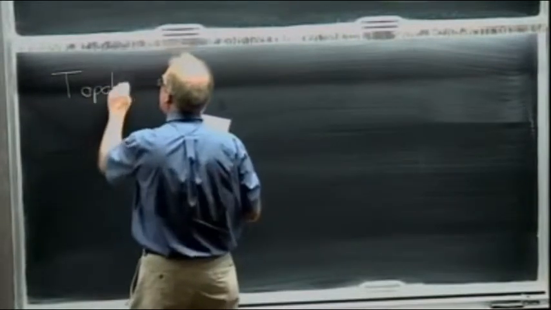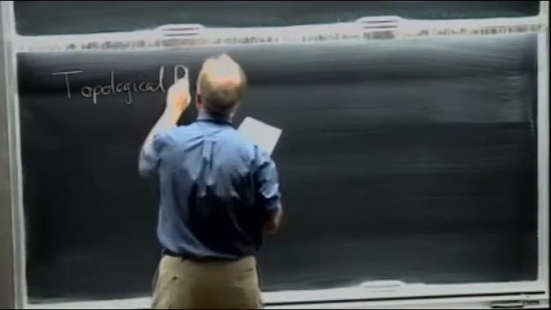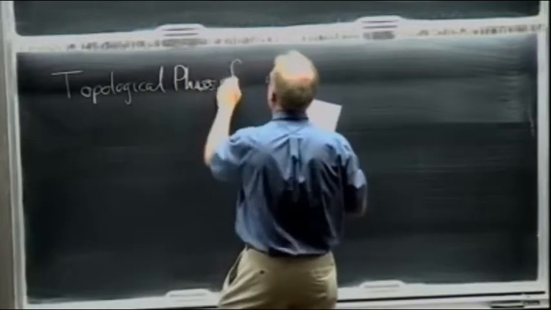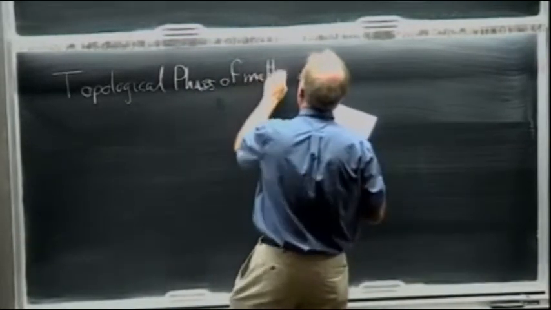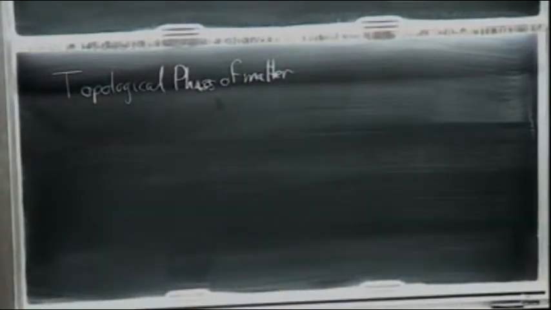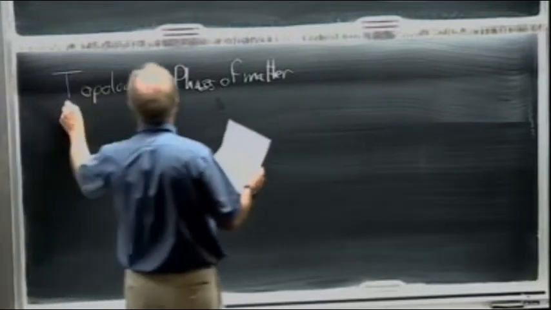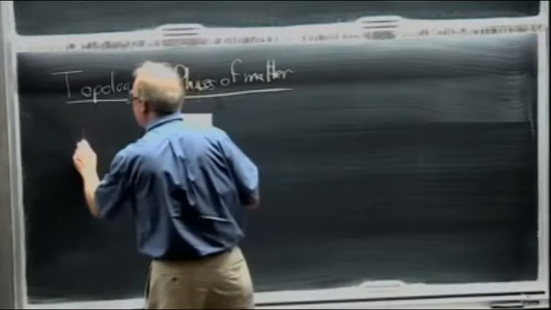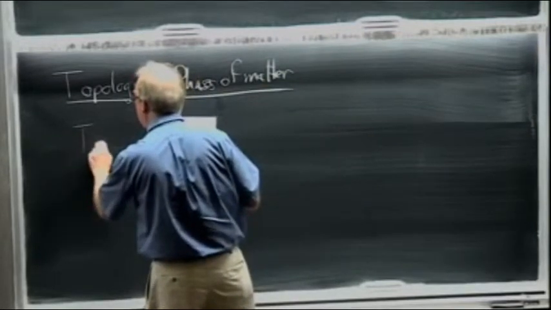So for topological phases of matter, in topology, what one's concerned with is what things stay the same under smooth deformations. And so we need some notion of a smooth deformation for describing states of matter. And so the idea that I want to suggest is that I can think of topological equivalence.